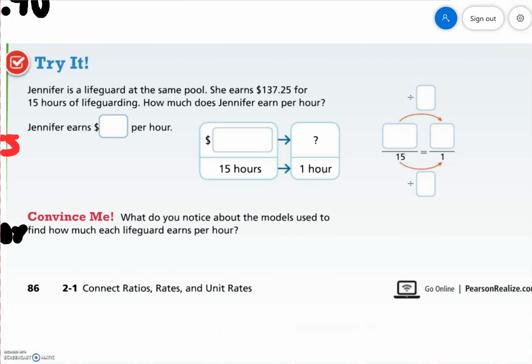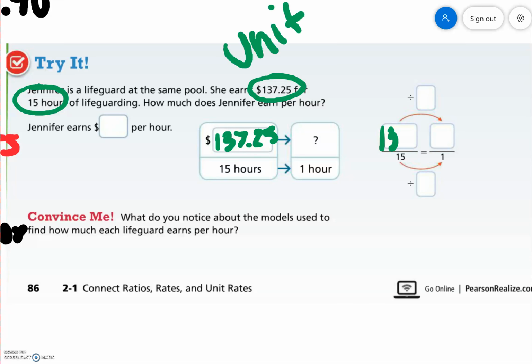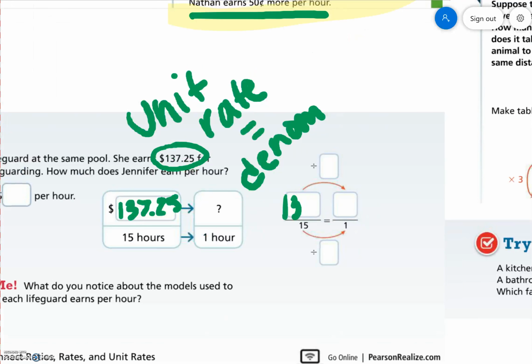Try it. Jennifer is a lifeguard at the same pool. She earns $137.25 for 15 hours of lifeguarding. How much does Jennifer earn per hour? So in 15 hours, she makes $137.25. We are trying to get her unit rate. Whenever you see the words unit rate, write this down. Unit rate means the denominator is 1. So we are trying to get the denominator to be 1.